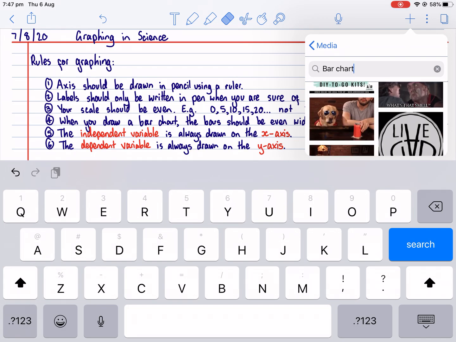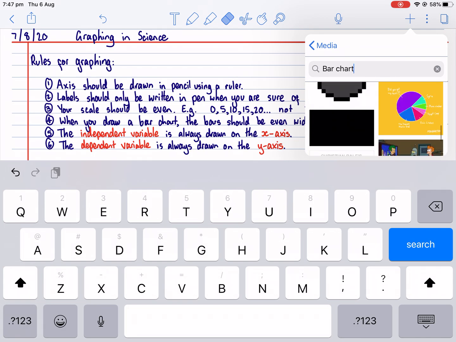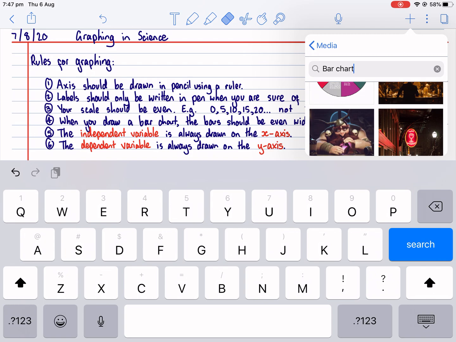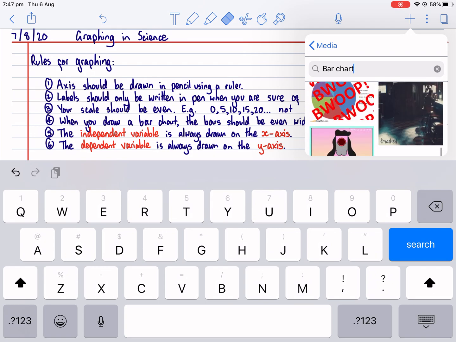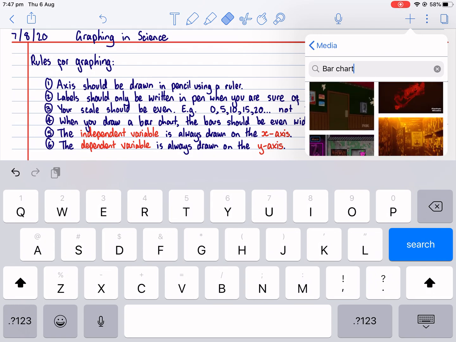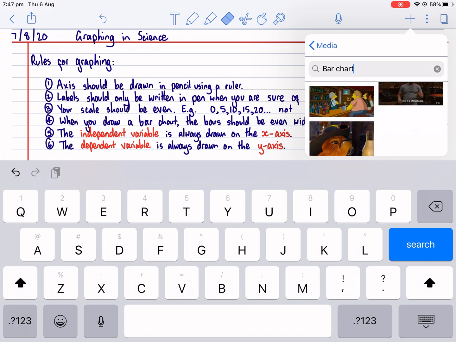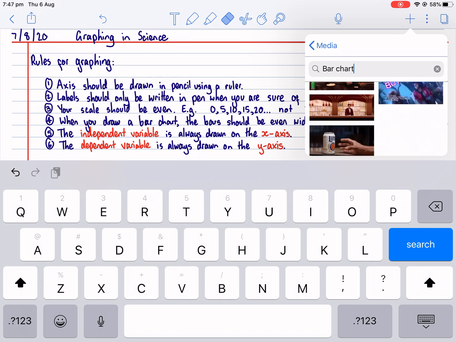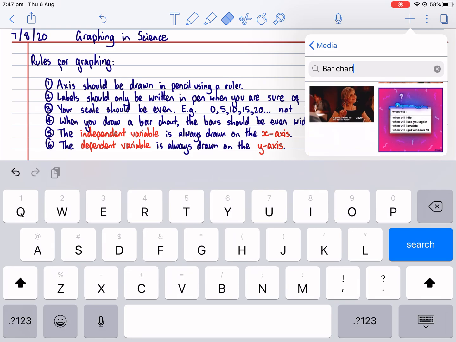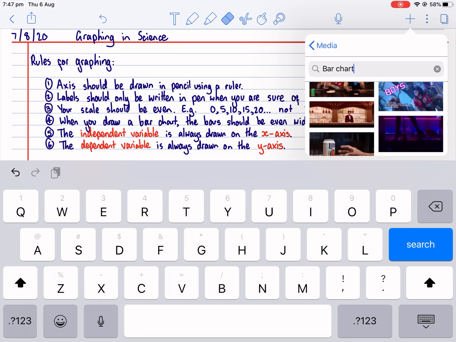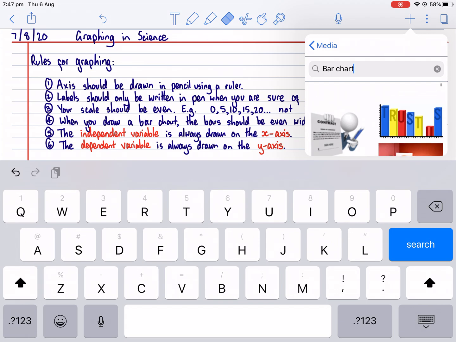I'm just trying to find a cool GIF for bar chart. And a lot of them are pie graphs, and it's killing me. And then we've got Puss in Boots from Shrek. Fair enough. Okay, well the best bar chart we had was up the top.